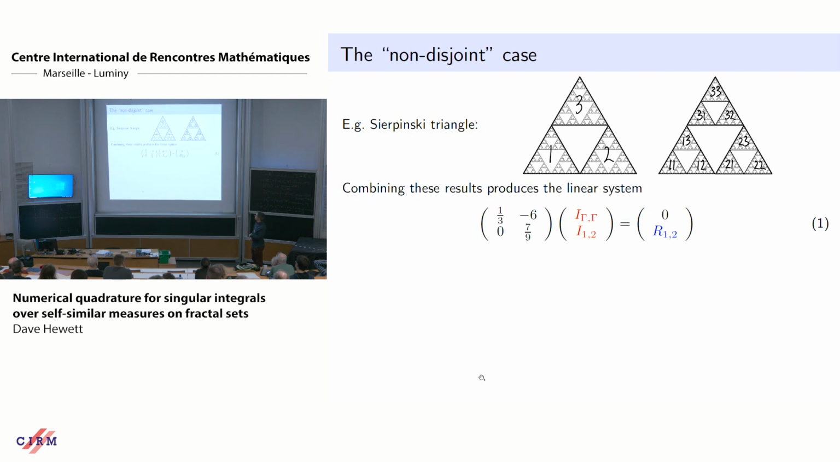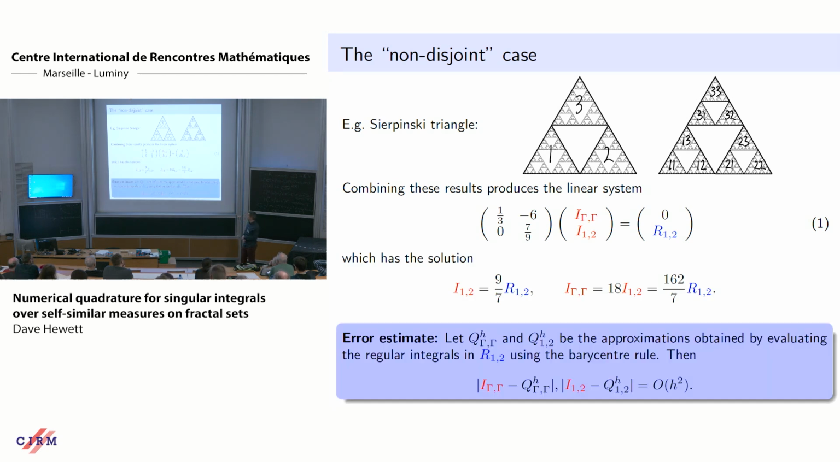So that's great. What it means is that I can write down a linear system that's satisfied by these singular integrals. This is the self-interaction. This is the sort of point interaction between touching components. And the right-hand side is nice integrals that I can evaluate using a composite barycenter rule. These are all just numbers. I can solve the system to get the singular integrals in terms of regular integrals. And again, I get a nice error estimate on the quadrature rule.